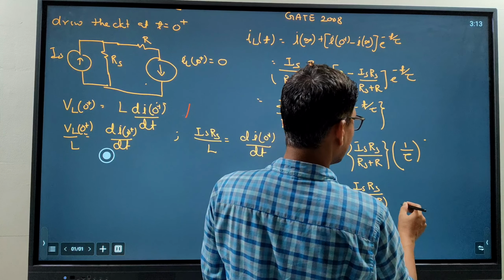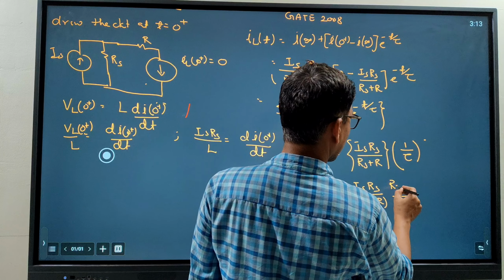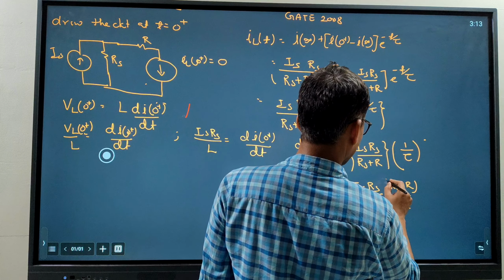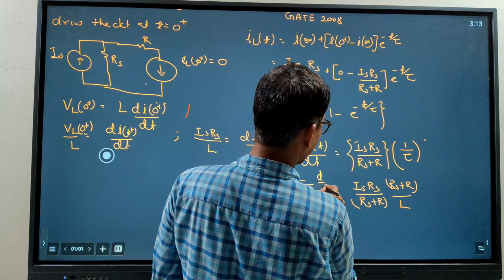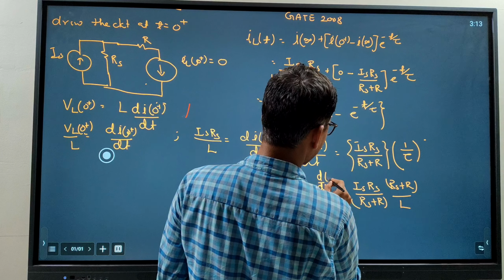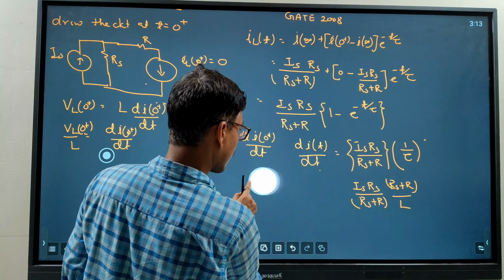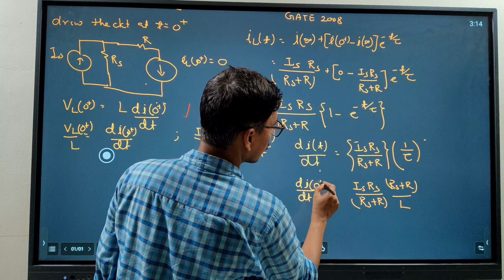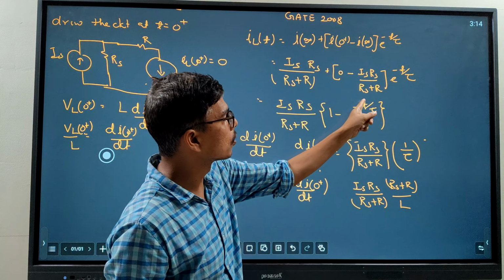Tau is equal to L by Rs plus R. This is di upon dt. Write it there. I have already written di upon dt at t equal to 0 plus. Just I am erasing it. This is di upon dt at t equal to 0 plus. I have differentiated and then I have put t equal to 0.